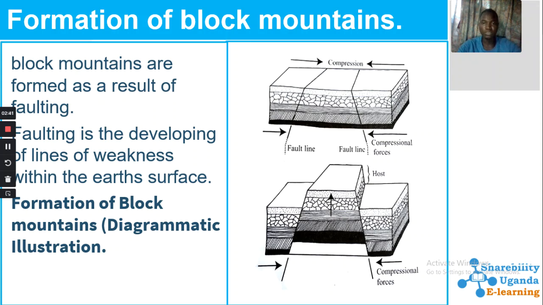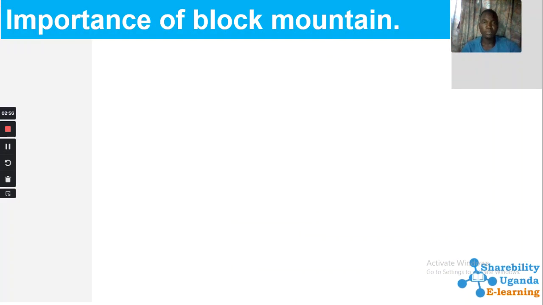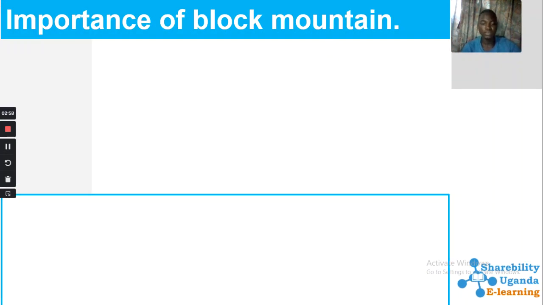You have to talk about how a block mountain was formed as a result of faulting, whereby the blocks were raised up due to compression forces that rose the middle block up, forming a horst mountain. Okay. So we shall look at the importance of block mountains.